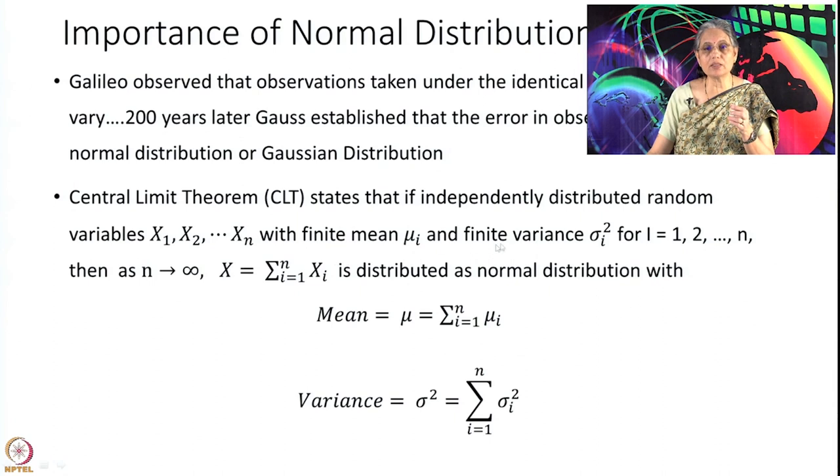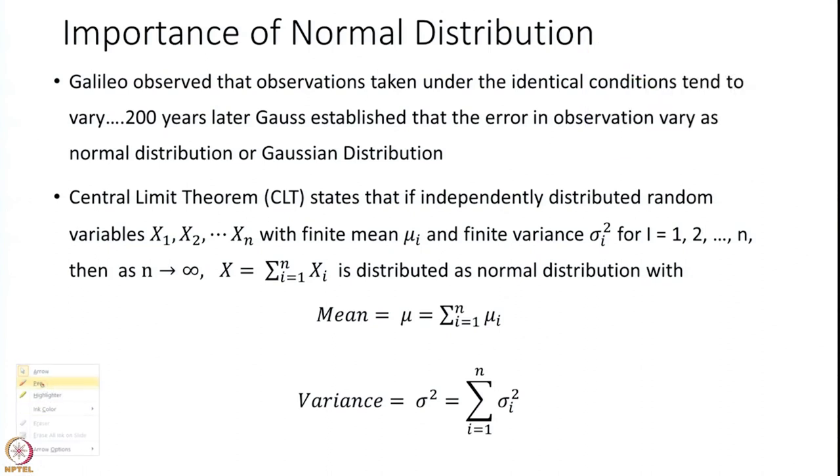So, we are ruling out all such distributions, and then we are saying that if you take the sum of all these independently distributed random variables xi, and if the sample size becomes extremely large, then this summation, which is also a random variable, let us call it x, follows a normal distribution. Here is what we have to realize: it follows a normal distribution with a mean mu and variance sigma square. Mu is the summation of all the mu i's and sigma square is the summation of all the sigma i squares.